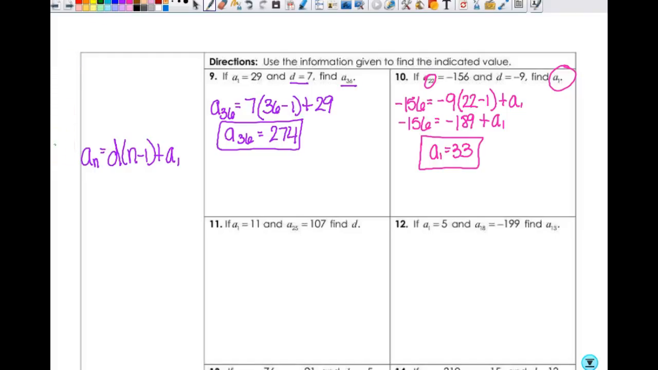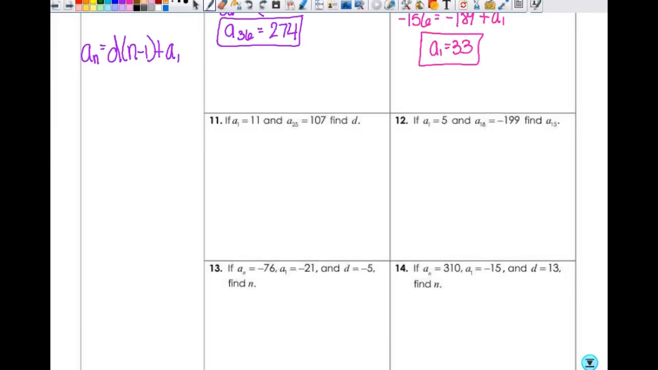Number 11 says to find D. So again, I set it up, the AN, my n is going to be 25, so I know what A sub 25 is, it's 107. That's equal to D, which I don't know, times n, which is 25, minus 1, plus 11. So I'm going to subtract 11 from both sides and get 96. That's equal to D times 24. Divide by 24, D equals 4.